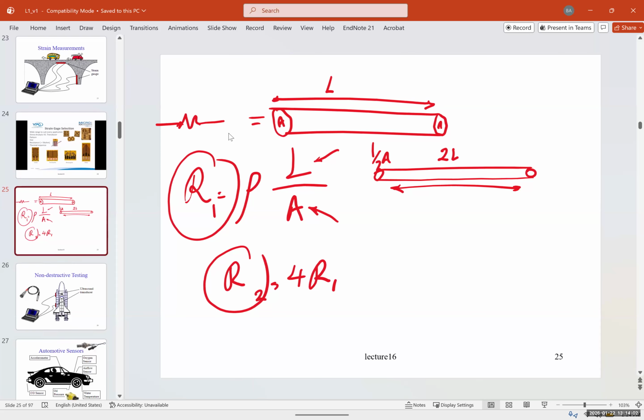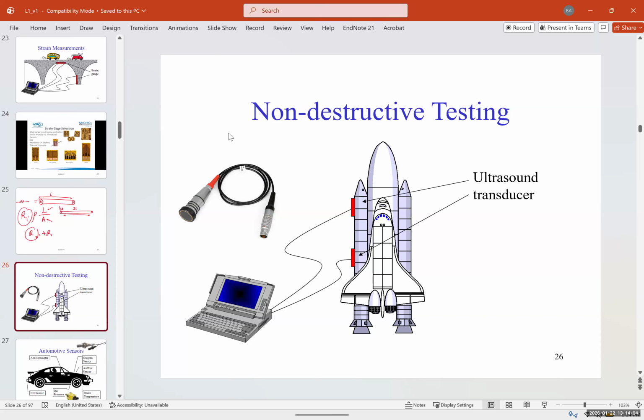This is another type of sensor that we use in aerospace. It's called non-destructive testing, and it's an ultrasound transducer. Why do we use an ultrasound transducer? You may ask, why don't we put a gauge inside? The rocket, like this one, uses a hydrogen and oxygen tank. It's very dangerous, highly flammable, hydrogen and oxygen as well. So you can't put a sensor directly in it. You don't want to put any holes around the tank.